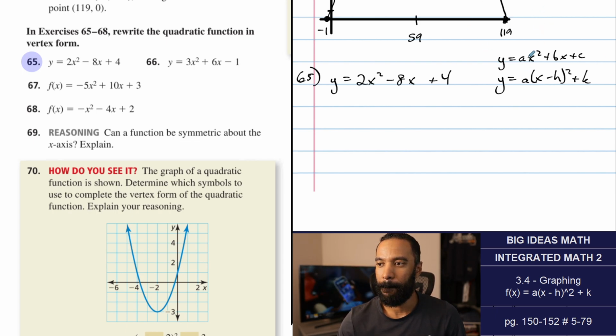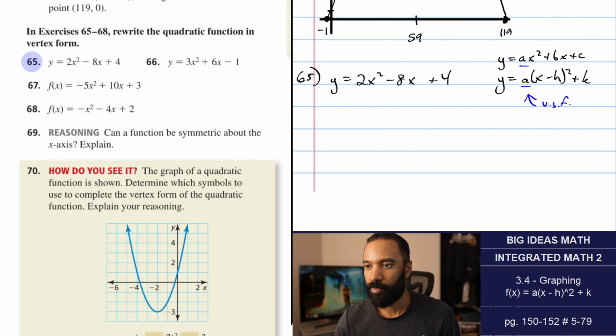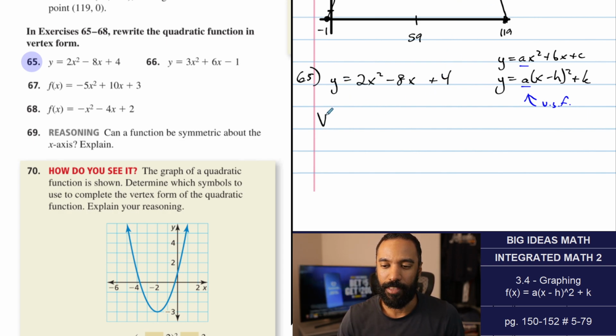But notice this a is the same. It's a vertical stretch factor. You're going to get that a out of there, or you're going to use the a with some of the things that you do. So how do we get into vertex form? We have to find the vertex. How do you find the vertex? The x value is at negative b over 2a.